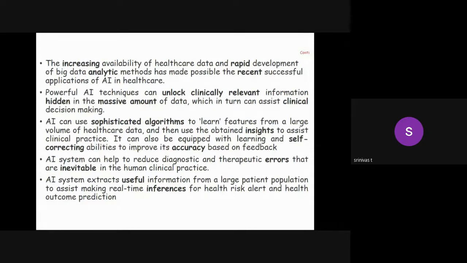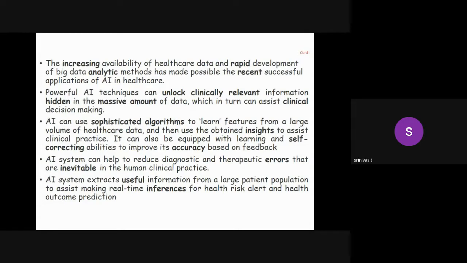AI systems can help to reduce diagnostic and therapeutic errors that are inevitable in human clinical practice. All these errors will be minimized. AI systems extract useful information from a large patient population and assist in making real-time inferences for health risk alerts and health outcome predictions. So all this justifies why we are adopting AI.